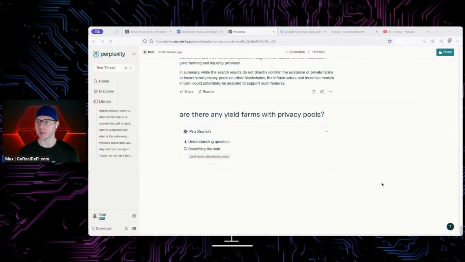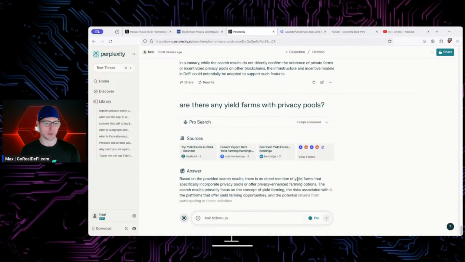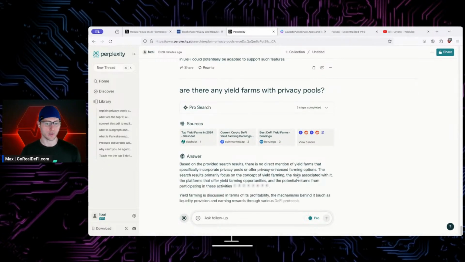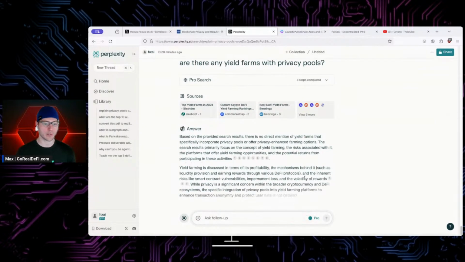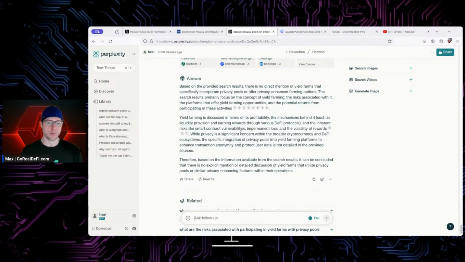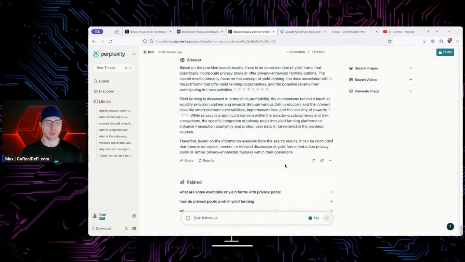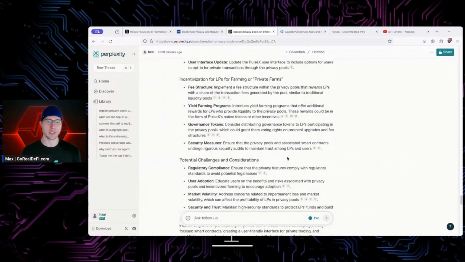Wrap up in just a second here. Hope you learned about privacy pools. If you didn't know about them before and you're listening, I think you probably learned quite a bit. I've been learning while we've been doing this. No direct mentions of yield farms. So nobody's talking about it, so maybe that's just a theoretical thing. That could be interesting though. So at least private transactions.